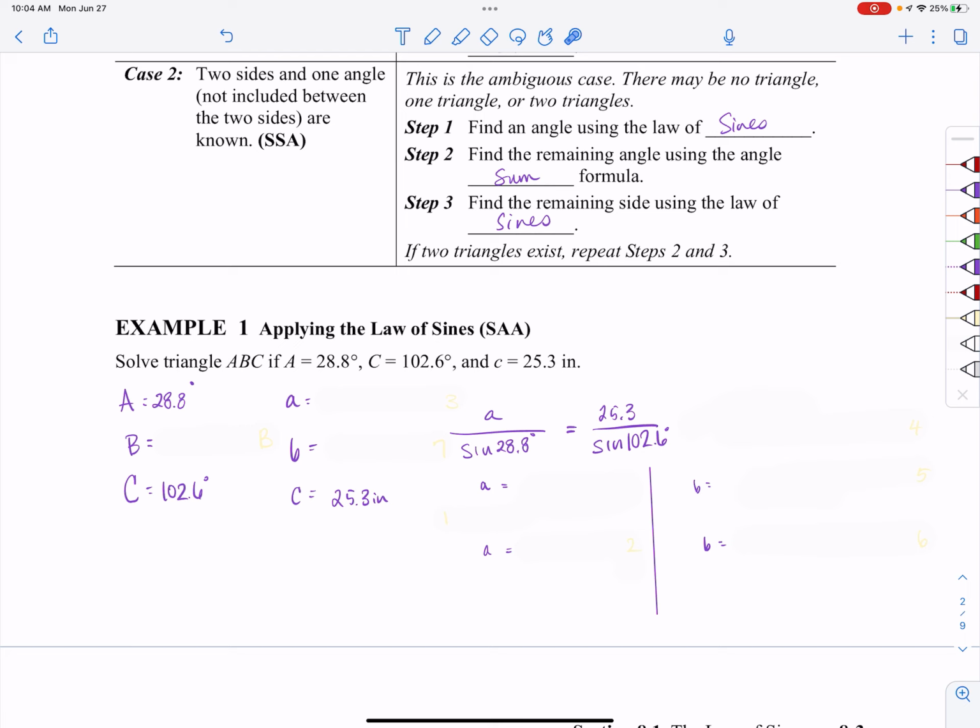All right, I'm going to stop the video here. This was just simply an introduction to the law of sines. The next video is going to be an example video using the law of sines for case 1.